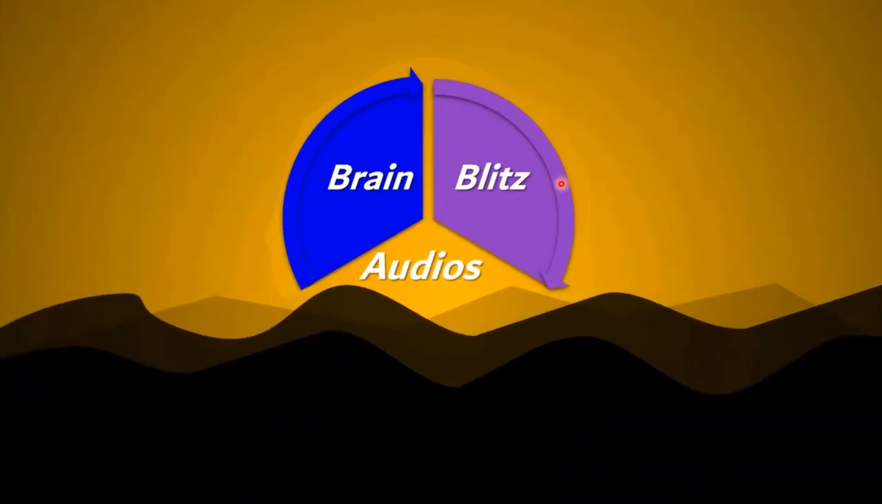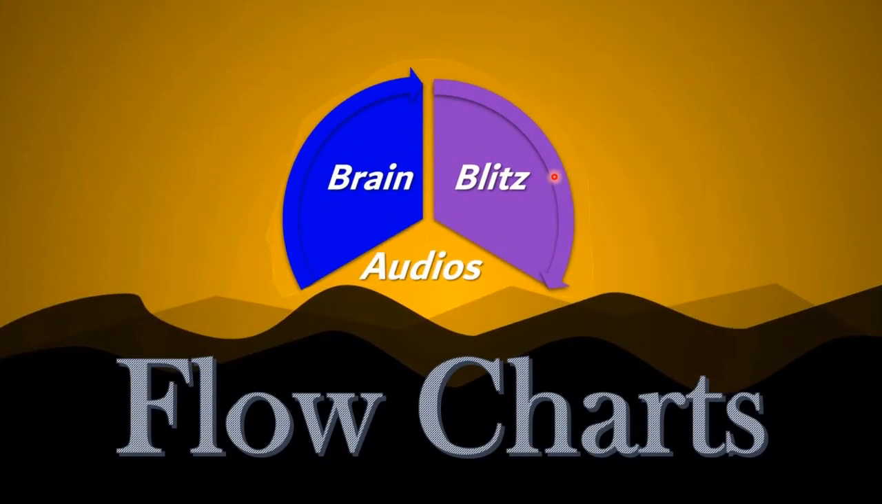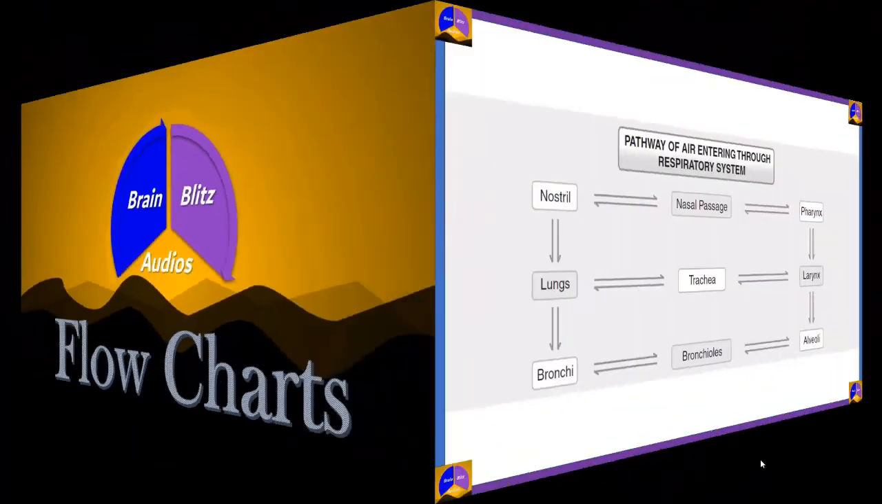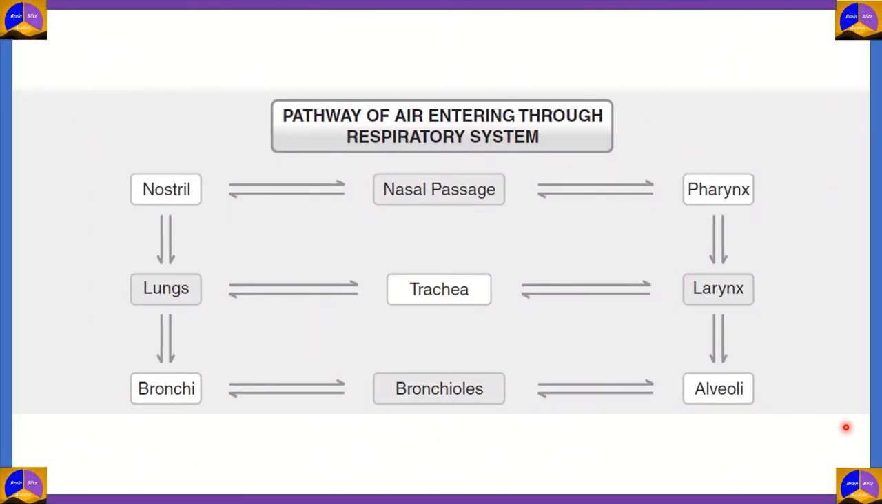However, mind maps are not the only tools that we can use for last-minute revisions. Enter flowcharts. So this chapter has a lot of flowcharts. This one deals with the pathway of air entering through the respiratory system. So it shows us the relation, whether the passage of air is one-way or two-way. So nostril to nasal passage is a two-way system. The nasal passage to the pharynx is a two-way system. And the pharynx to the larynx is a one-way system. And from the larynx to the trachea, it's a two-way system.